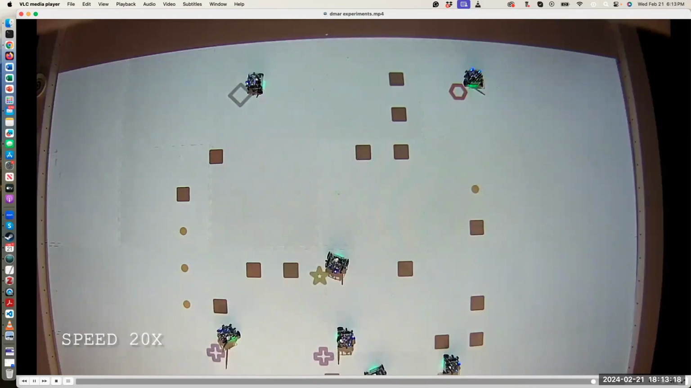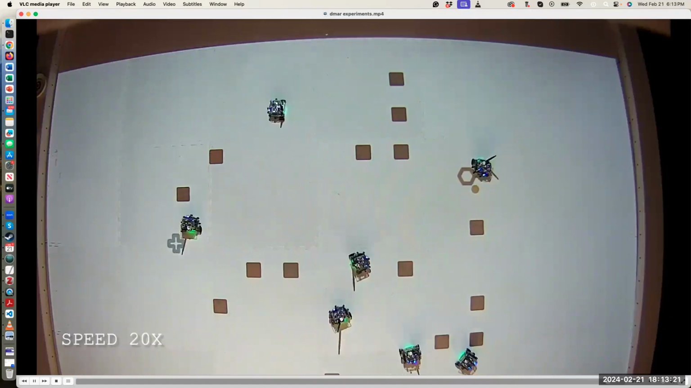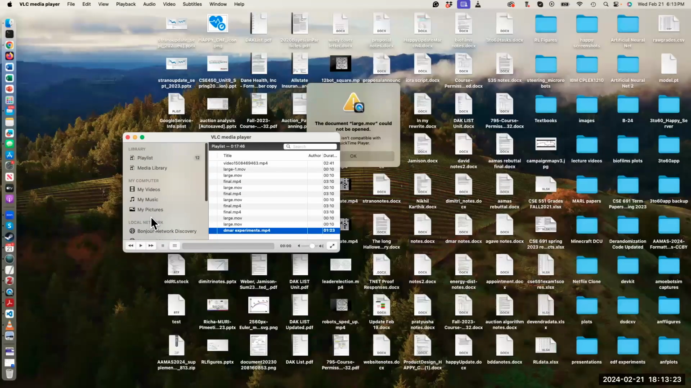Sound effect. Anyway, it's fast. That sounds like a great idea.